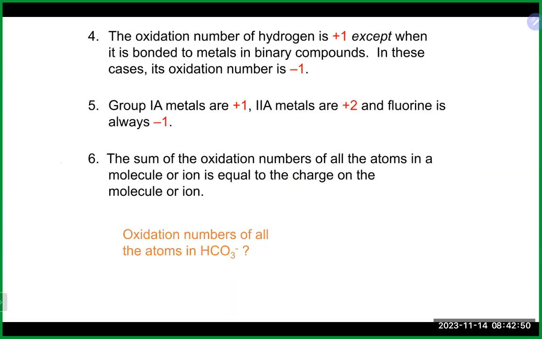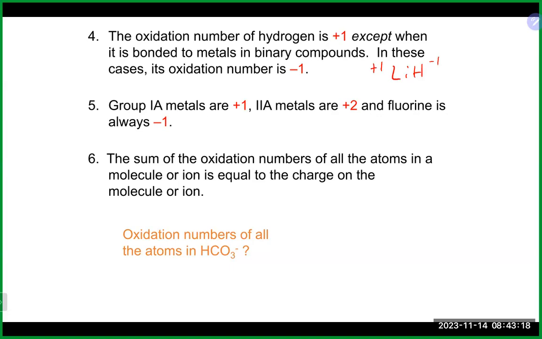Hydrogen will have an oxidation state of +1 unless it comes after a metal like LiH. In that case, it is -1: +1, -1. So if it comes after a metal, hydrogen will be -1. Other than that, you could assume that hydrogen is going to be +1. Group 1 metals will always be +1. Group 2 will be +2, and fluorine is always -1.